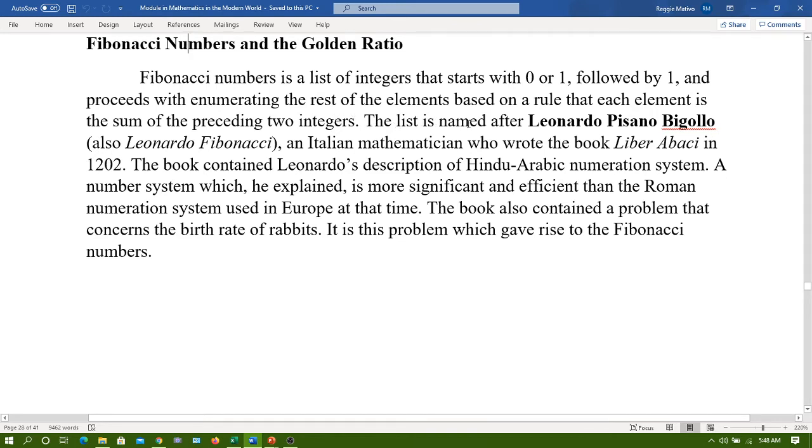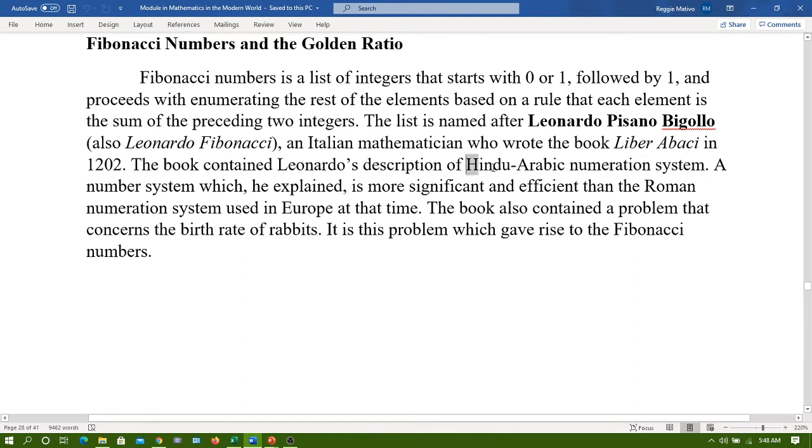The list is named after Leonardo Pisano Bigolio, also known as Leonardo Fibonacci, an Italian mathematician who wrote the book Liber Abaci in 1202. The book contained Leonardo's description of Hindu-Arabic numeration system, a number system which, he explained, is more significant and efficient than the Roman numeration system used in Europe at that time.